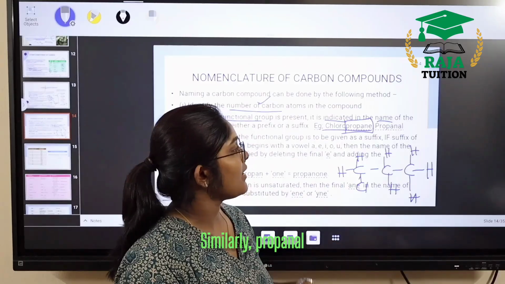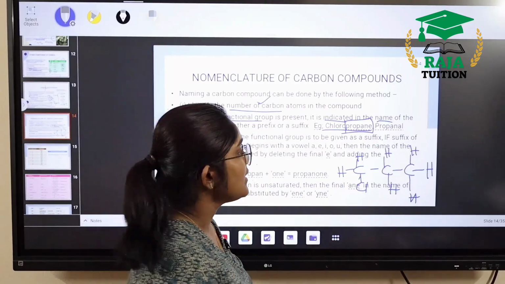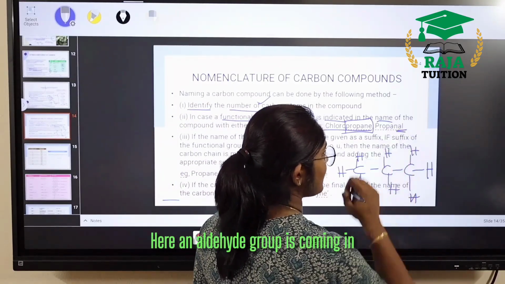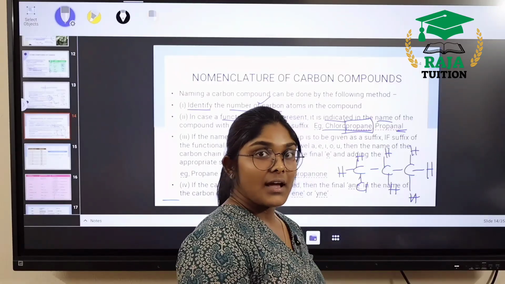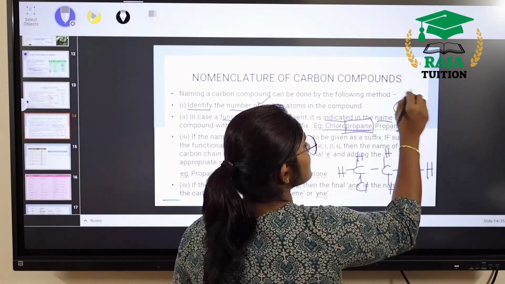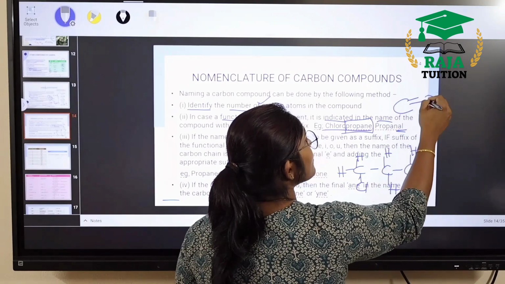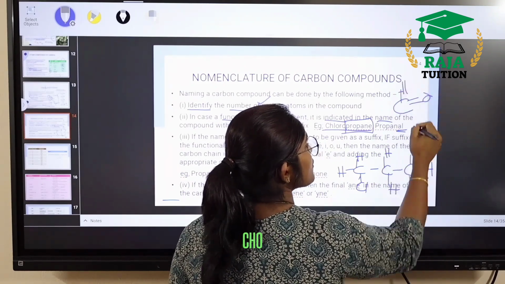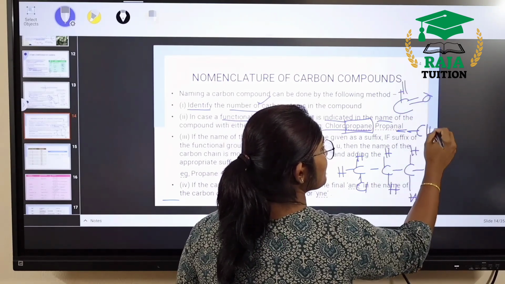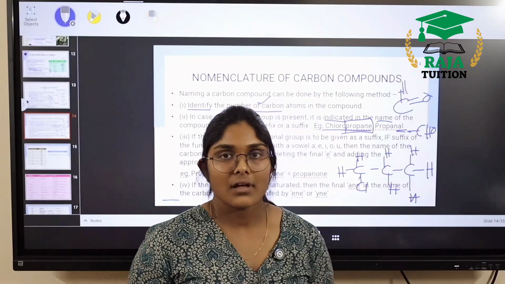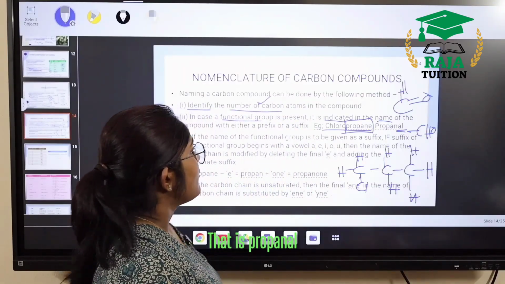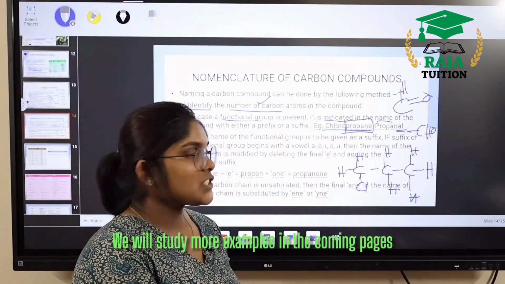Similarly, propanal. What is propanal? Here an aldehyde group is coming in. What is the functional group of an aldehyde? See, double bond O, single bond H, CHO, simply CHO. That is propanal. We will study more examples in the coming pages.